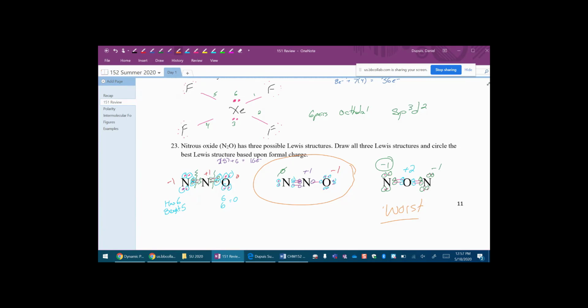There you go. So there's the review. Tomorrow at 11, I'm going to start reviewing polarity, electronegativity, and then starting intermolecular forces. So that'll be tomorrow's lecture.